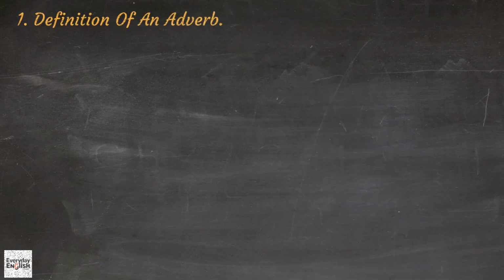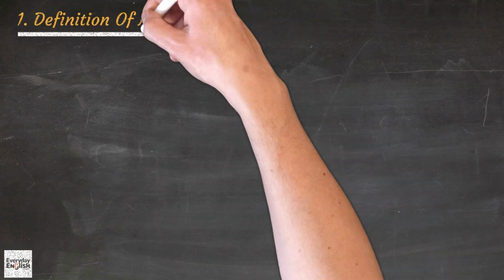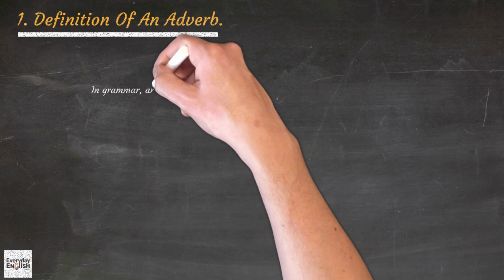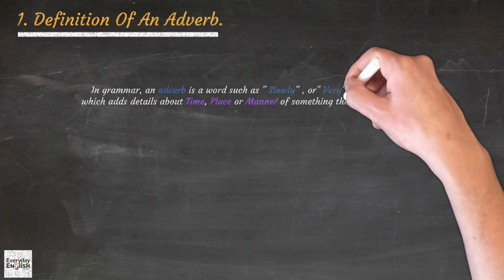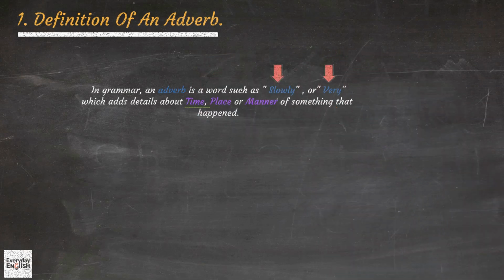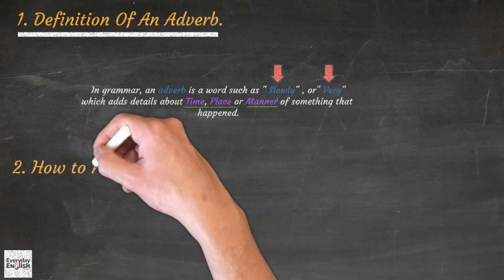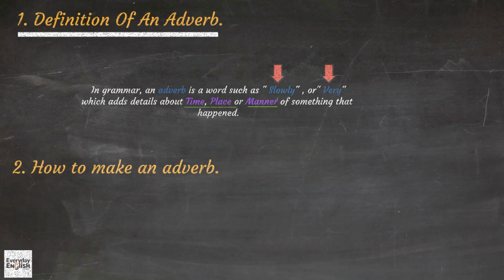Definition of an adverb. In grammar, an adverb is a word such as slowly or very, which adds details about time, place, or manner of something that happened.